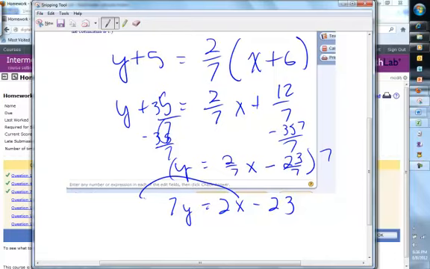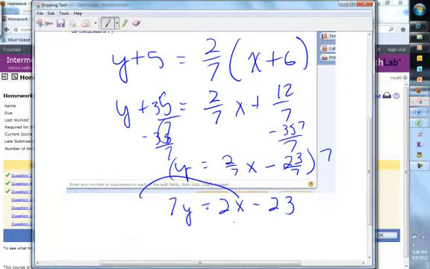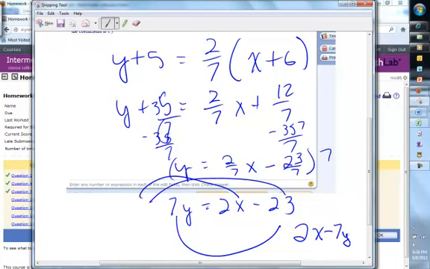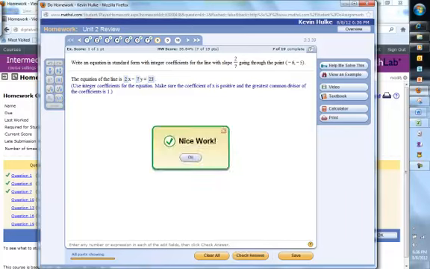Put the 2x on the other side. Oh, we want it to be minus. So, I'm sorry, let's bring the 7y over here and the 23 over there, because we want it to have the negative sign in front of the y. So 2x minus 7y equals 23. 2x minus 7y equals 23.